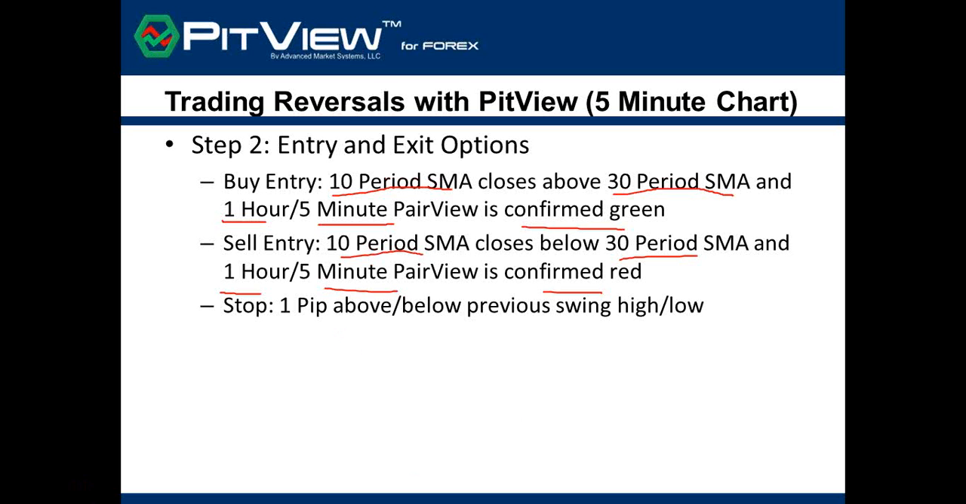The stop, when I say 1 pip above or below the previous swing high or low, that means that before the cross occurs, on sell signals, you're looking for whatever the previous high was for that intraday move. And for buy signals, you're looking at whatever the previous peak low was on the previous move.